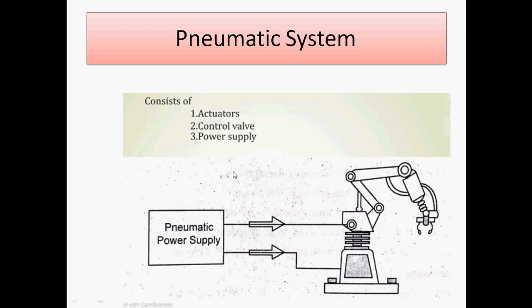Unlike a hydraulic system, a reservoir is absent in a pneumatic system, and only the compressed air is circulated to actuate the pneumatic cylinders and then actuate the components of the system. So this is about the pneumatic system.